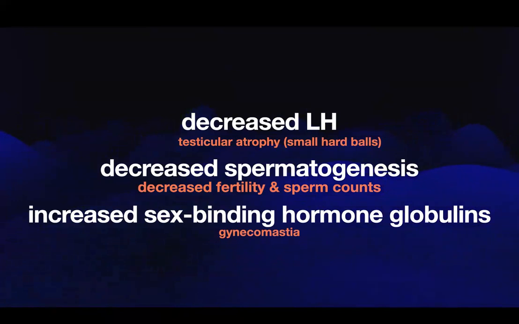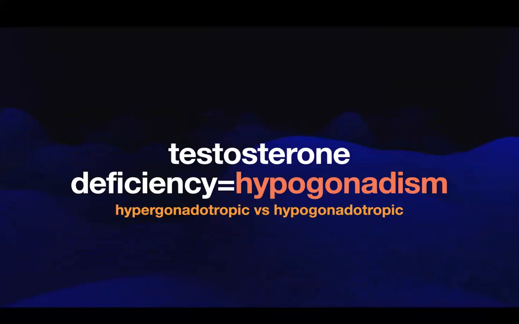So they have very characteristic atrophied testicles, small and very, very hard. Also, there will be a decrease in spermatogenesis, so a lot of times they will have infertility or decreased sperm counts. And that increase in sex hormone binding globulins will lead to gynecomastia, because they have a lot of free estrogen now circulating in the body, because those globulins bind more to androgens.